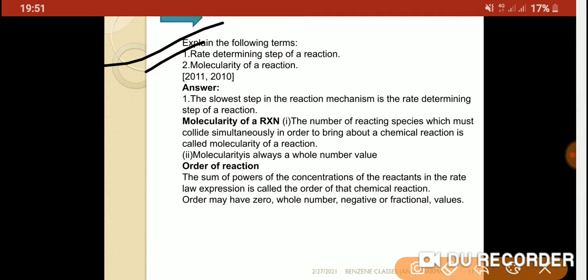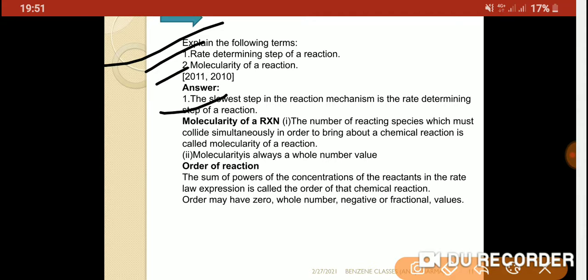of the reaction. Between the slower and the faster step, it is always the slower step that determines the rate of the reaction. Okay, the answer to this question is the slower step in the reaction mechanism is the rate determining step of the reaction.